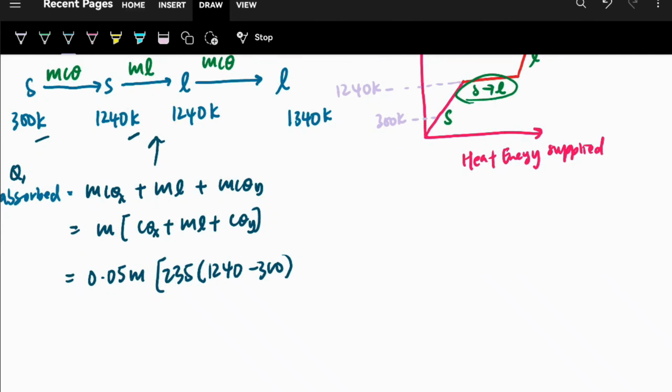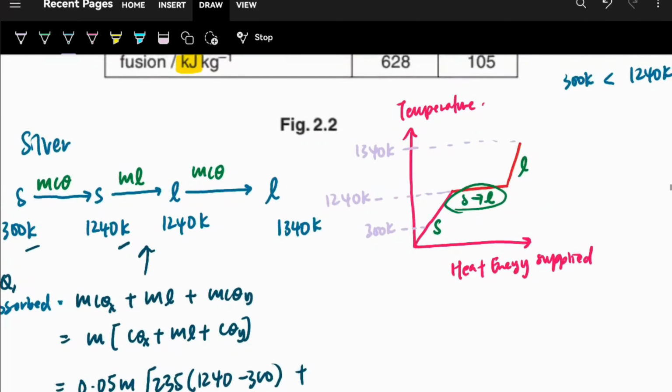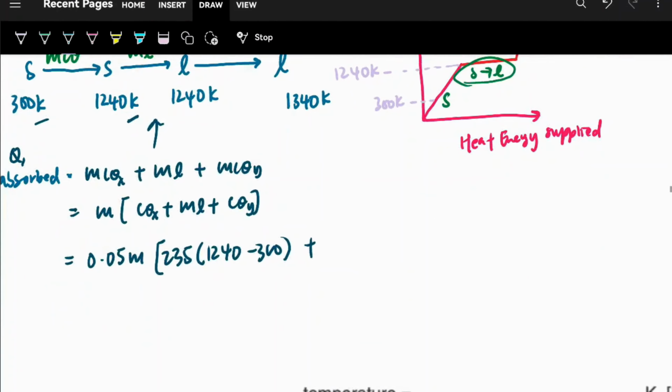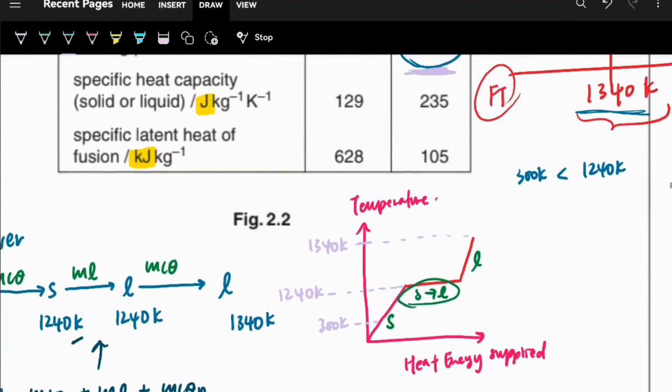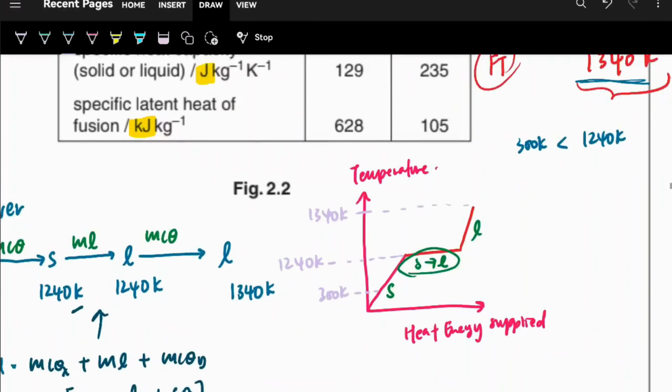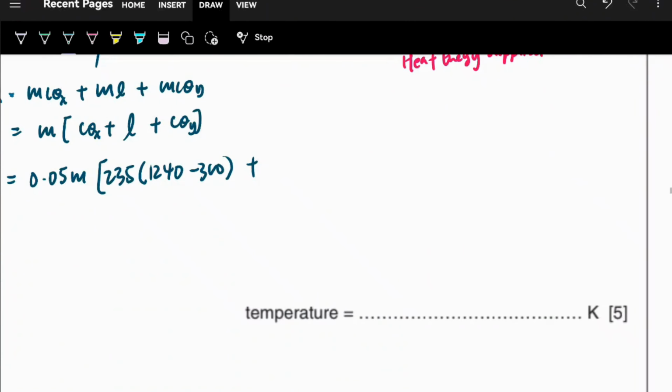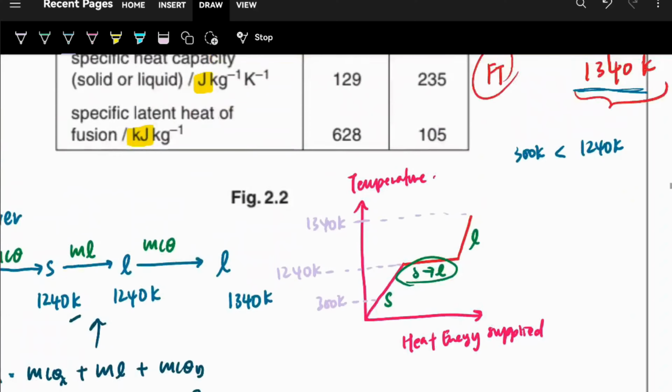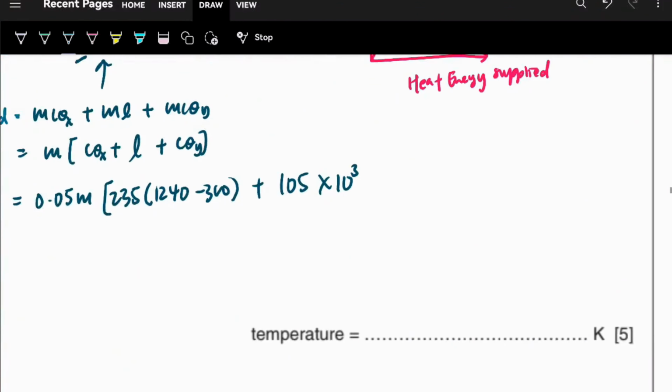Then, plus, what is your... I just realized I added my m here. I already factored the m when I went to edit again. It's just latent heat, okay? Plus, L is 105 for silver, times 10 to the power of 3. Why do I times 10 to the power of 3? Because it's in kilojoule. And make sure you take the silver one, okay?